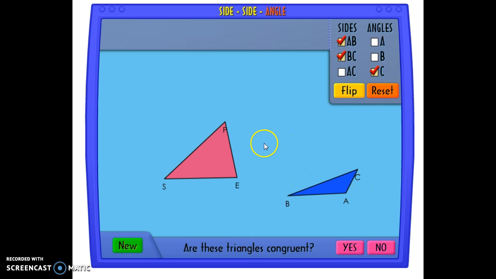So from this, I'm going to note on my paper that side, side, angle does not prove that a triangle is congruent. Just because they've got 2 sides and 1 angle that's not included, that does not mean you've got a pair of triangles that are congruent. This would be no.